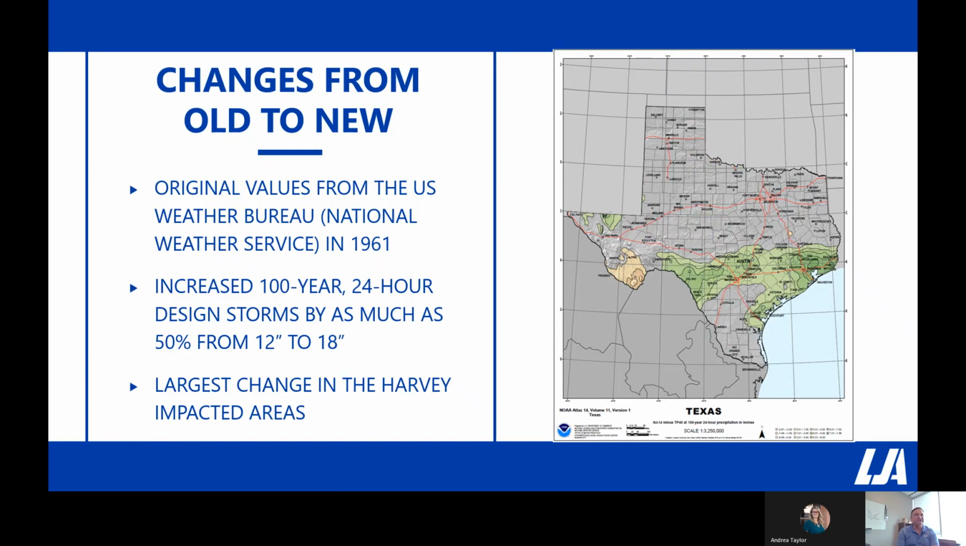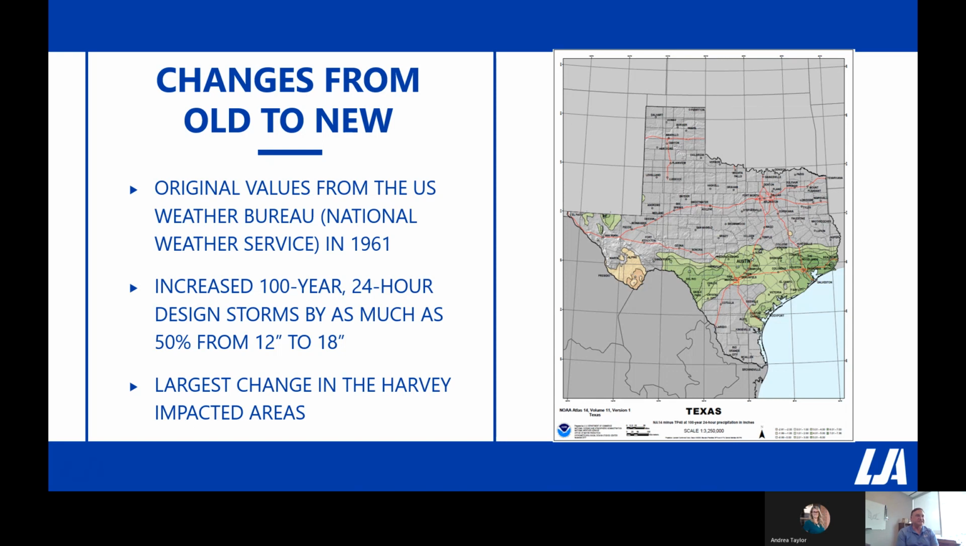And what's interesting, if you look at the changes from the old map to the new map, and consider that the original values were published by Technical Paper 40 back in 1961, there's been some differences. And those differences are kind of confined along the Interstate 10 corridor between Beaumont and Houston and Austin and Del Rio, but it also creeps down the Texas Gulf Coast towards Corpus Christi.